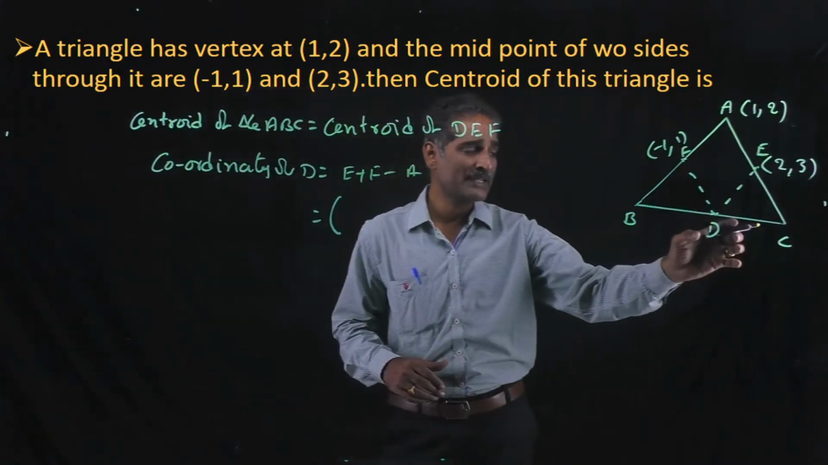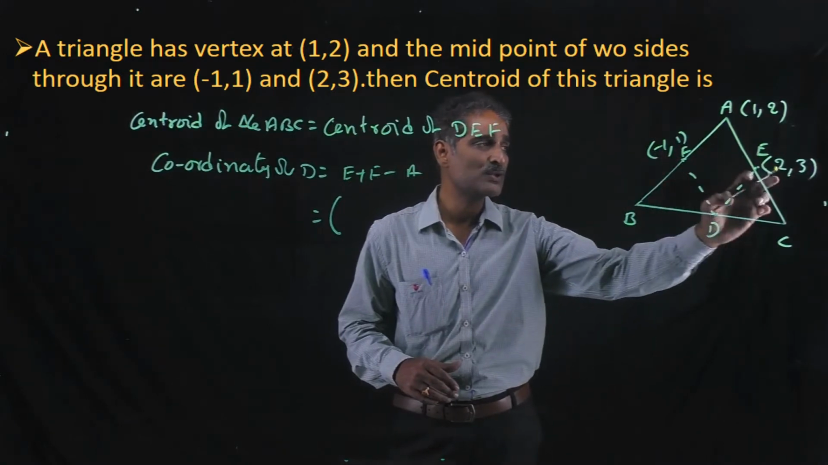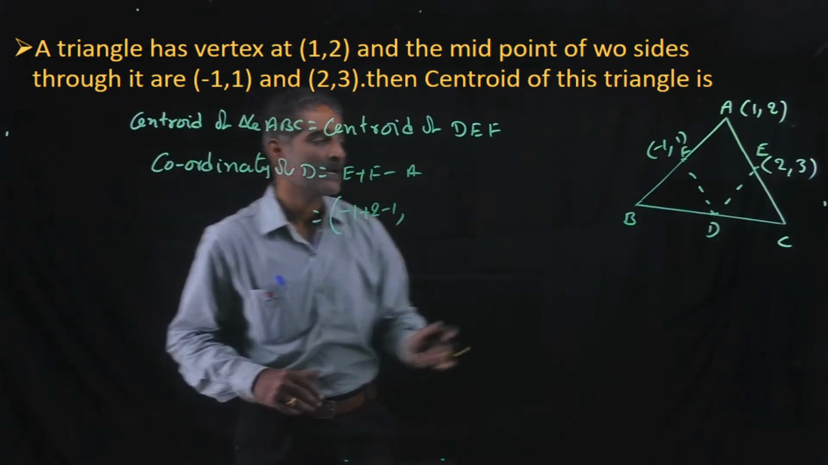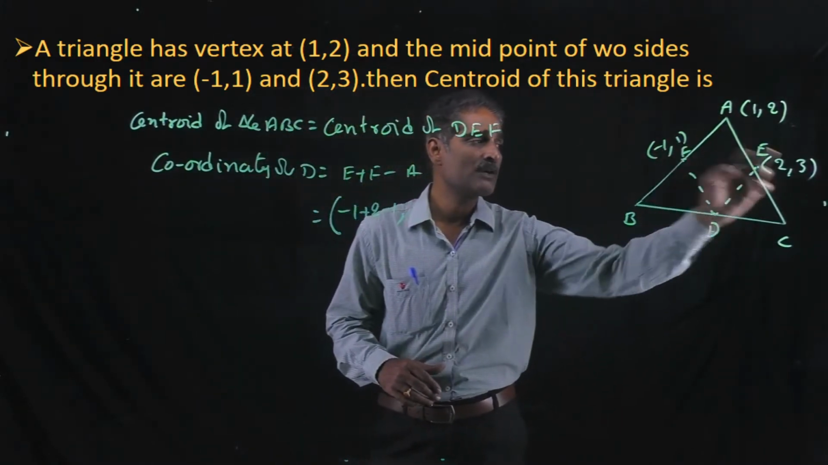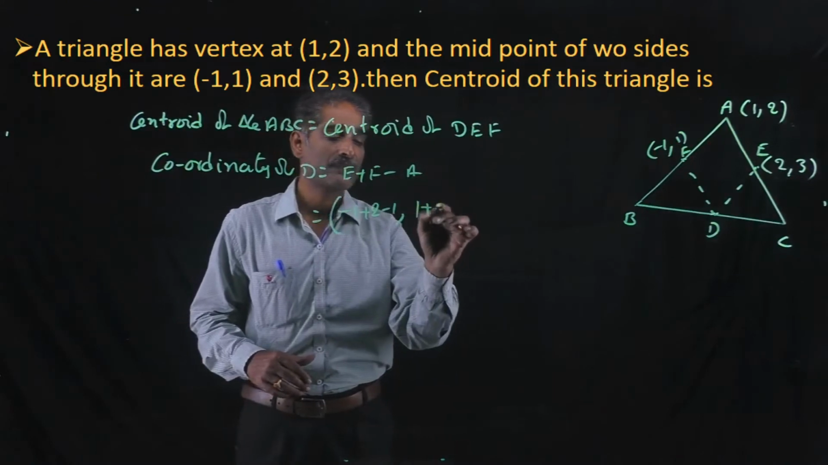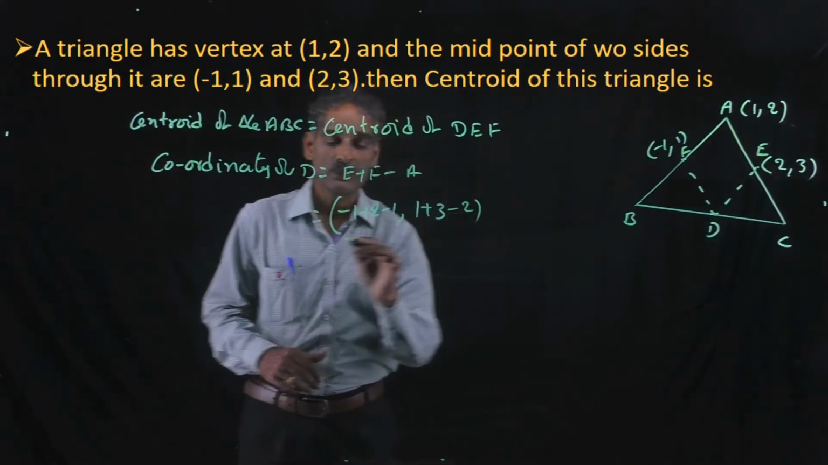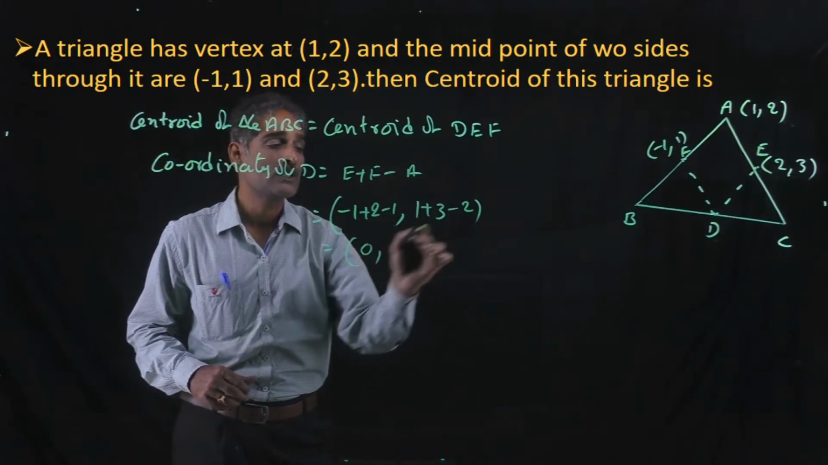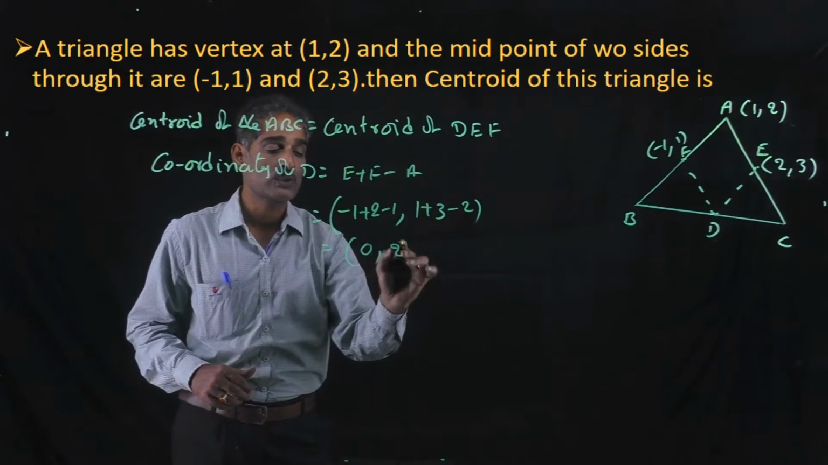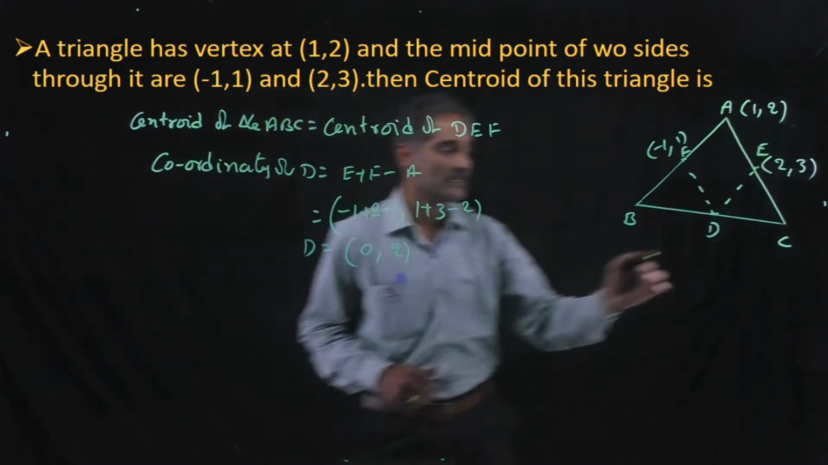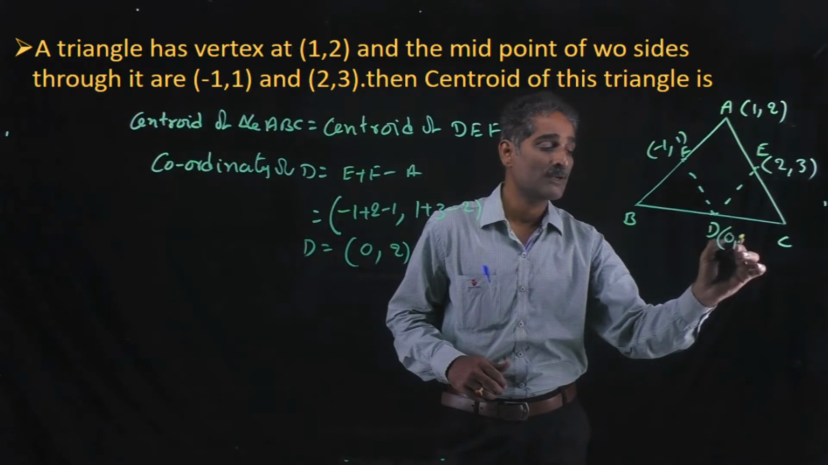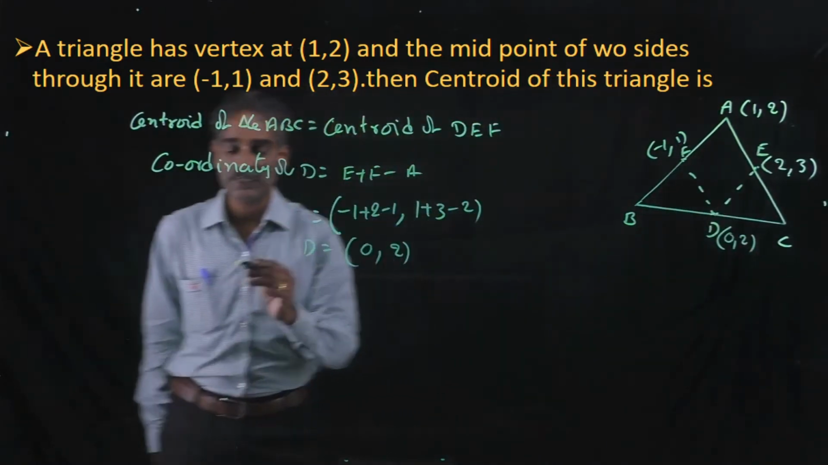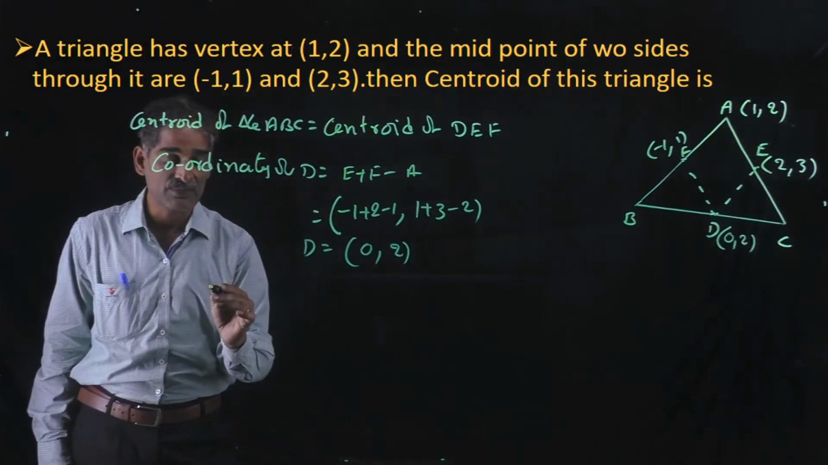Now come to the point. Here the x coordinate of this is nothing but the sum of these 2 minus this one. That means minus 1 plus 2 minus 1, and the y coordinate is nothing but the sum of these 2, 1 plus 3, minus 2. Now minus 1 minus 2 plus 2 is 0, and 4 minus 2 is 2. These are the coordinates of D. Here the coordinates of D are 0, 2. The centroid of ABC is nothing but the centroid of DEF.